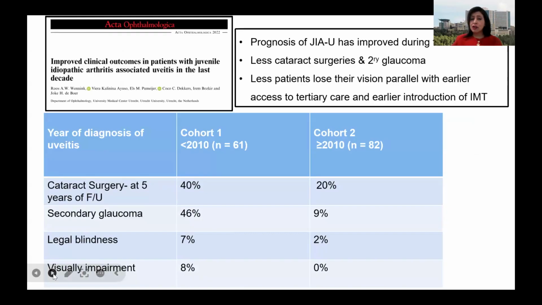This study from the Netherlands stratified the patients into cohort 1, who were diagnosed to have uveitis before 2010, therefore before the era of biologic therapy, and cohort 2, who were diagnosed to have uveitis at or after 2010. And as you can note, there is a marked decrease in cataract surgery, a decrease in secondary glaucoma, a decrease in legal blindness, and visual impairment. And this is, of course, because of earlier access to tertiary care centers and earlier introduction of immunomodulatory therapy.